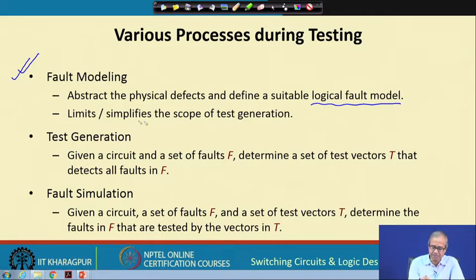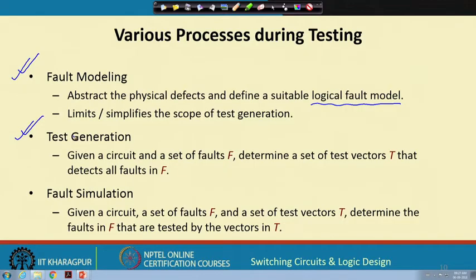This simplifies the scope of test generation, because now you can count how many faults are there. Let us say for a circuit you say that I have 20 faults. So, let me try to generate a test set which can detect these 20 faults, but unless this number 20 was given to you, it would be very difficult for you to generate the test set. So, you are testing for what? That question would come in, right.